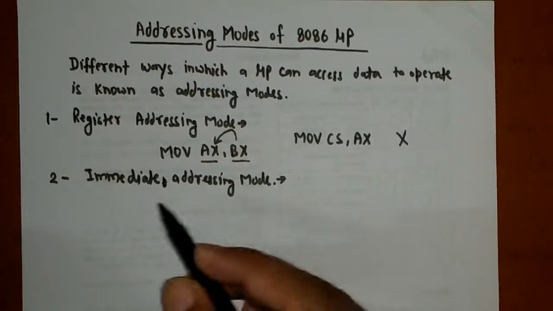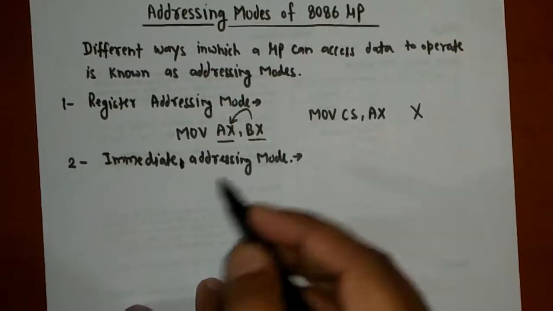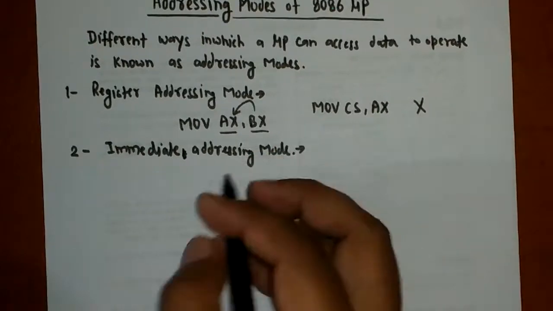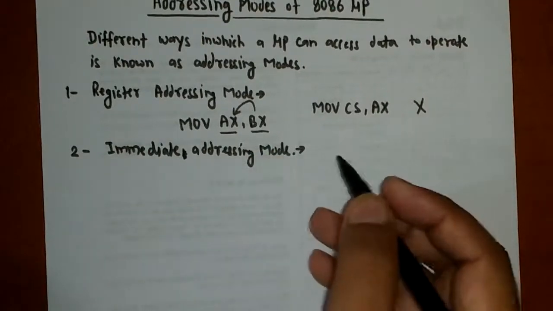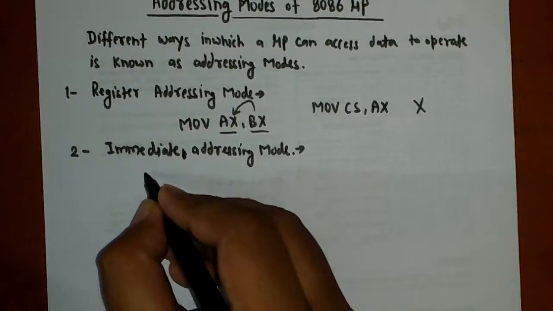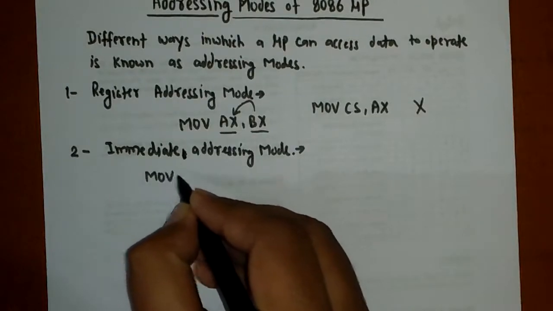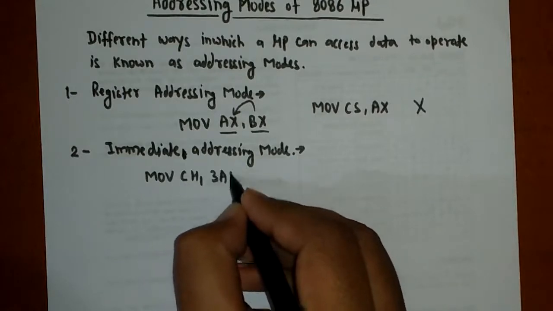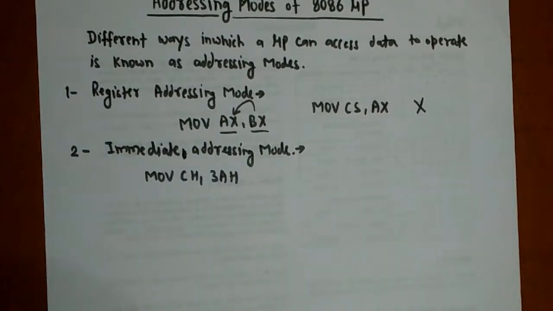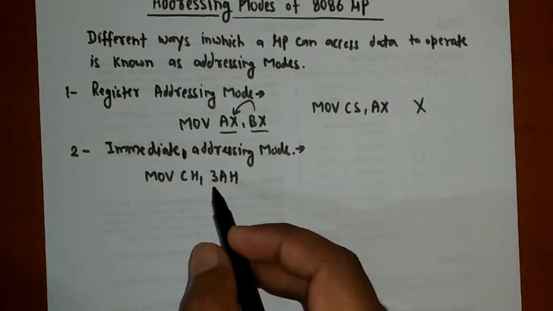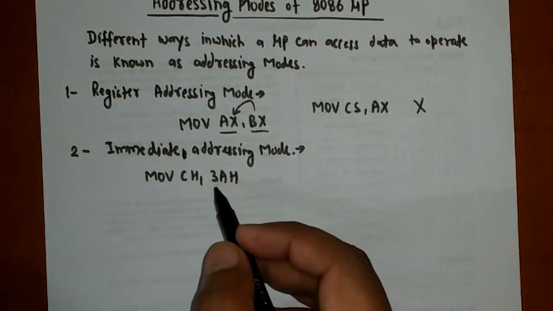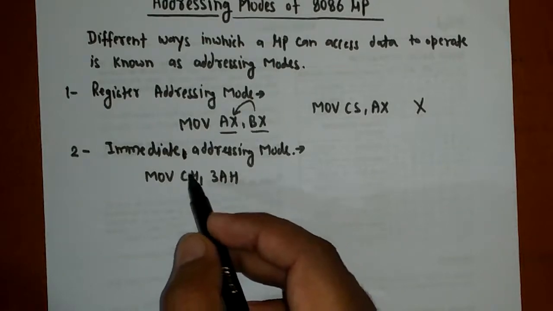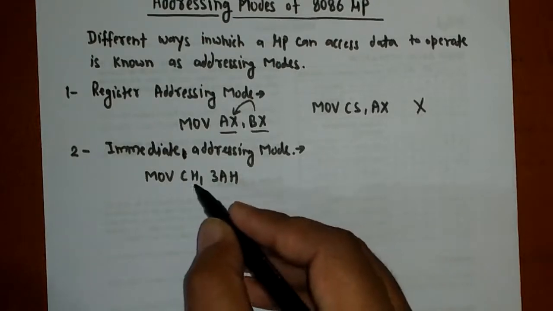Next addressing mode is immediate addressing mode. In immediate addressing mode, direct data is available within the instruction. That means data will be part of the instruction itself. Like if I am writing MOV CH comma 3AH, here 3A is an 8-bit hexadecimal number, and I am copying that number to the higher order register of C, that is CH.